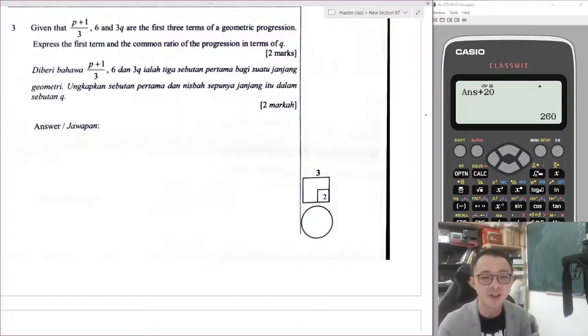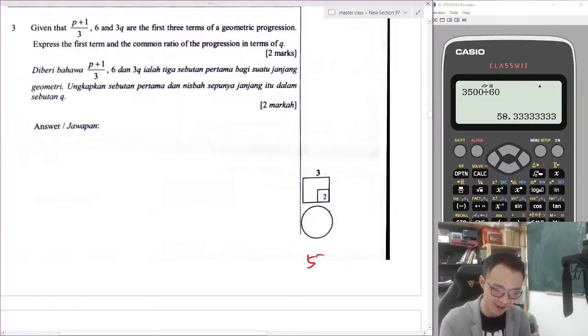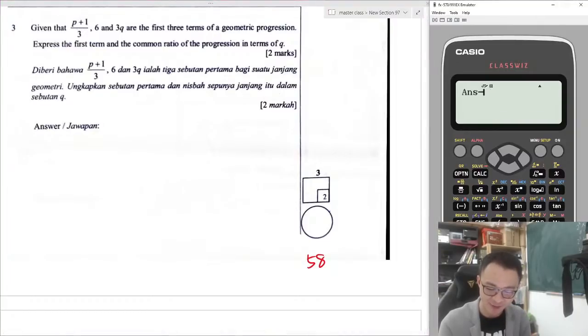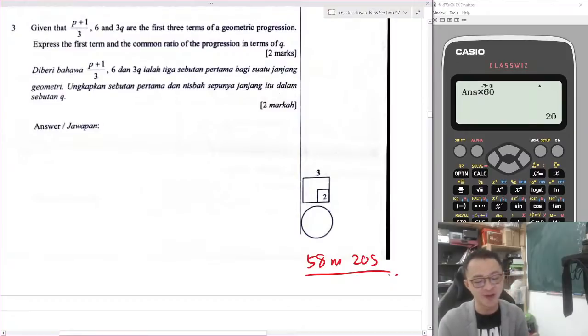Can we convert minutes and seconds? No problem. If you want to convert, 3600 divided by 60, then I have about 58 minutes. Then I minus 58 times 60, yeah, 58 minutes 20 seconds. If you want to convert 3500 into minutes and seconds, this is what you can do.